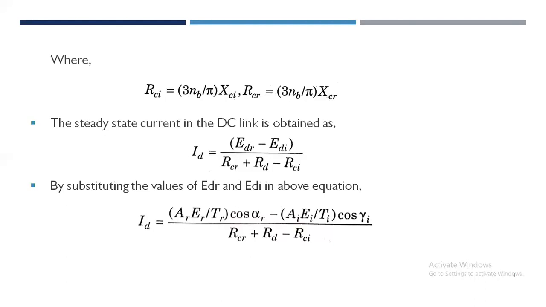However, the main drawback of constant extinction angle control is the negative resistance characteristic of the converter, which makes it difficult to operate stably when the AC system is weak. Constant DC voltage, that is CDCV control, or constant AC voltage, CACV control, are alternatives that could be used at the inverter.